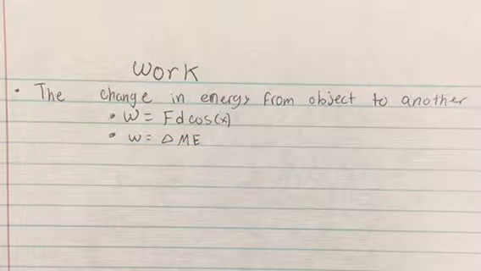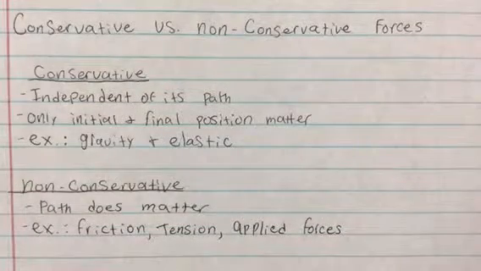Now let's go over work. Work is the change of energy from one object to another. The equation for work is force times displacement times cosine of x, or basically the change in energy, delta of mechanical energy. With work come conservative forces and non-conservative forces.